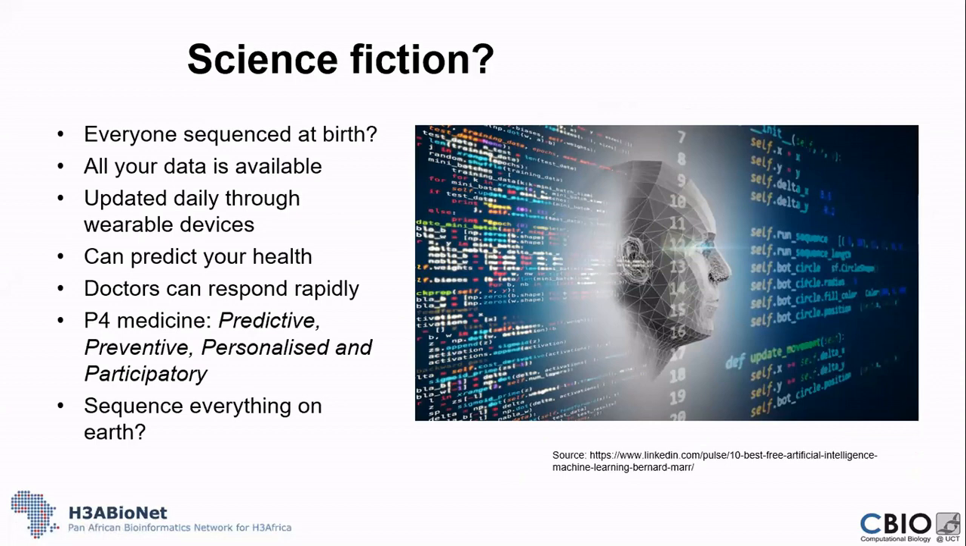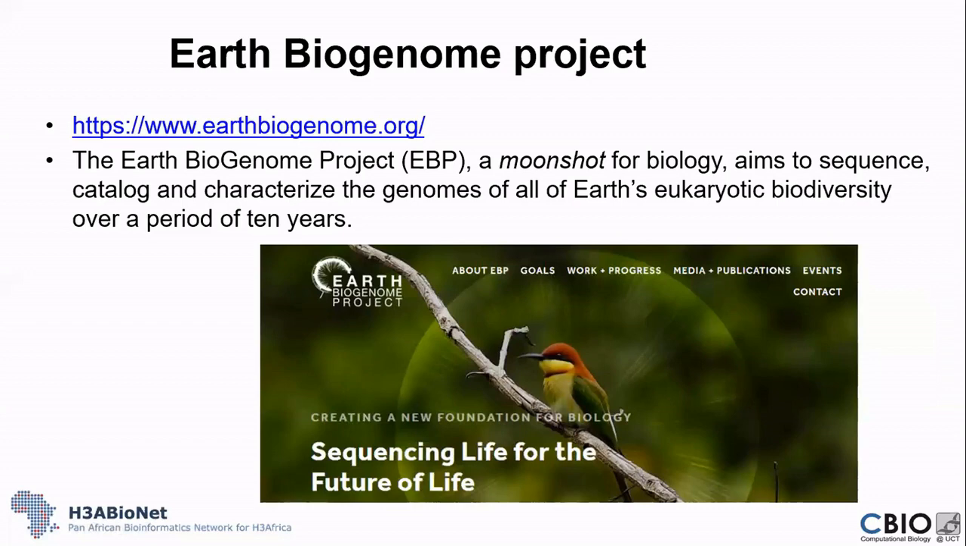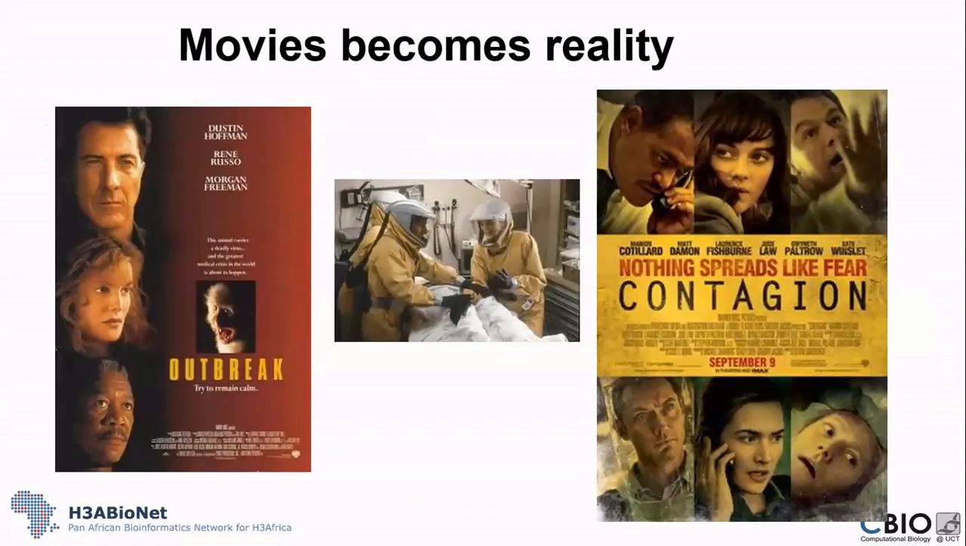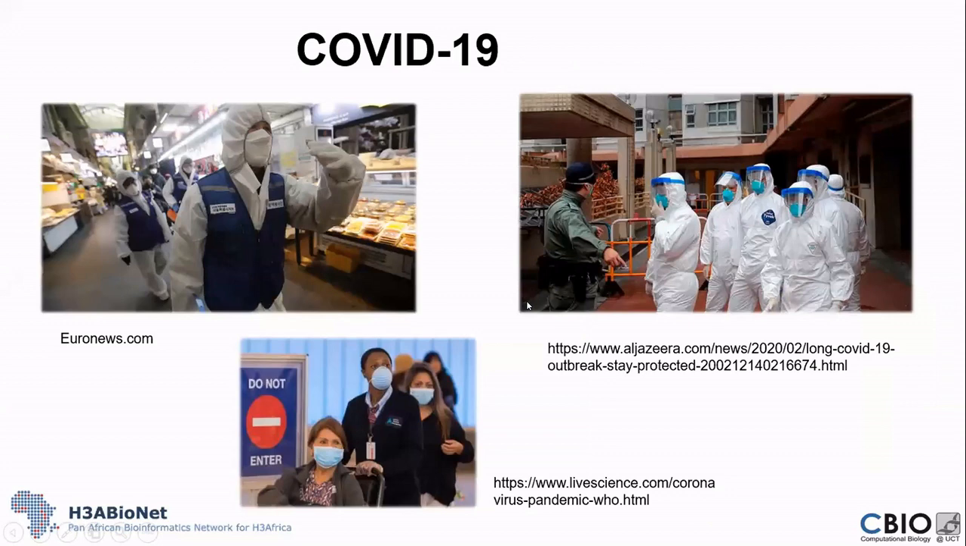Will we sequence everything on Earth? Well, there's already the Earth Biogenome project. This is a project that's aimed to sequence and characterize every eukaryotic type of organism on Earth. That's already started. But the other thing is the scary side of science fiction. What used to be science fiction is now what we're seeing. So movies are becoming reality. These movies about outbreak and contagion. Well, look at where we are now. We're right in those movies, even worse, in fact. So science fiction is not necessarily unheard of.